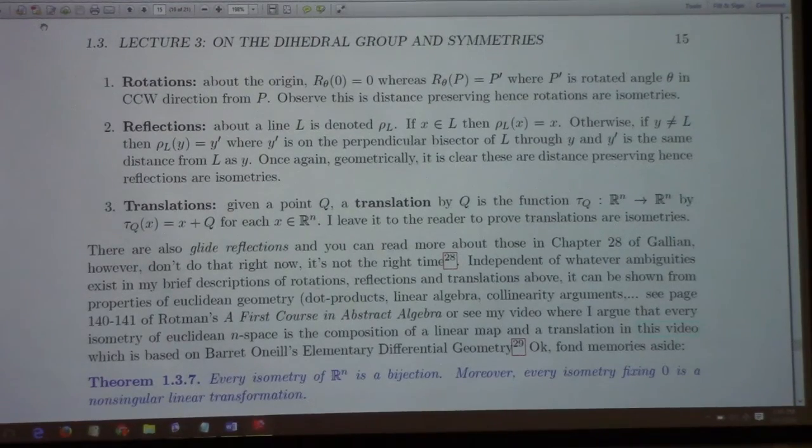There's also glide reflections. If you want to, you can read chapter 28 of Gallian about that. Don't do it now. It's full of group theory you don't know yet. You have to put that off.